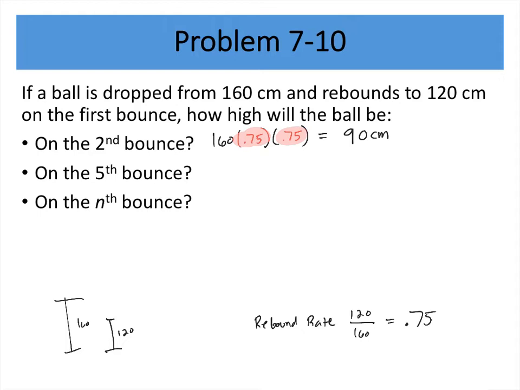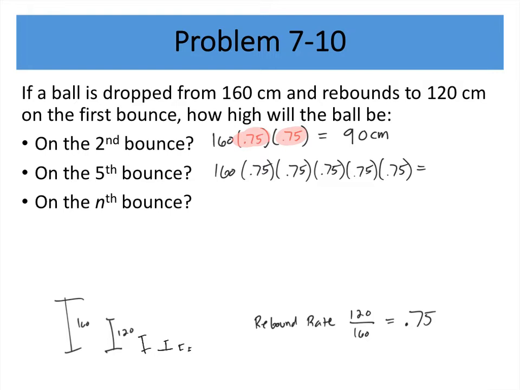So I'm going to write this next one out the long way and then show how to simplify it. It started at 160 centimeters. And then each of those 5 times, it's 75% or 0.75 of the previous bounce. So here I have 1, 2, 3, 4, 5. It went down to 75% of the previous one, and 75% of the previous one, and 75% of the previous one, and it did that 5 times.